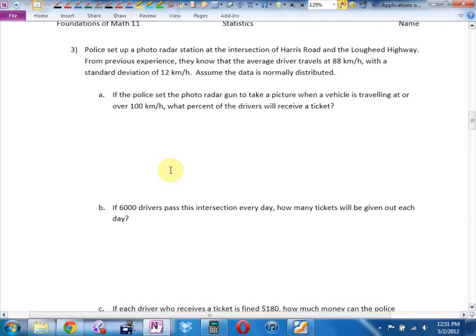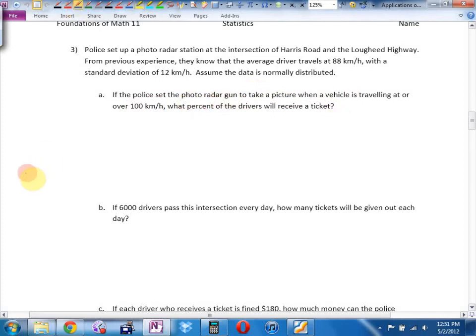Okay. Photo radar, and if you don't think that the government works this out to figure out how much money they're going to make in their budget, you're nuts. Of course they do. They want to give you tickets. Please set up a photo radar station at Harris Road and Lougheed, because they know people speed there. From previous experience, they know the average driver travels at 88 kilometers an hour with a standard deviation of 12. If police set the photo radar gun to take a picture when the vehicle is traveling at or over 100 kilometers, what percent of the drivers will receive a ticket?